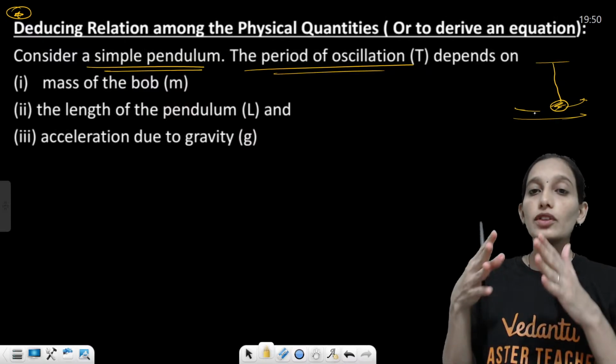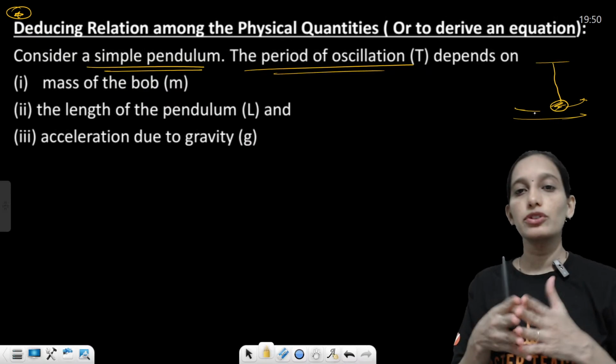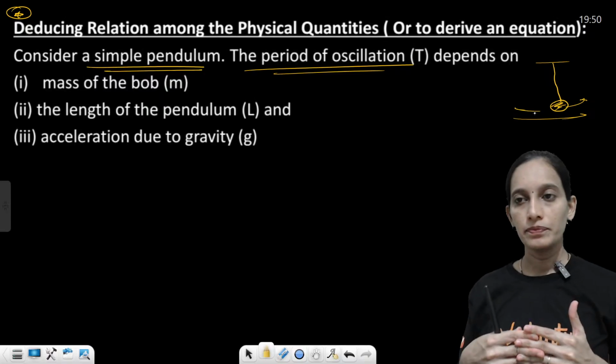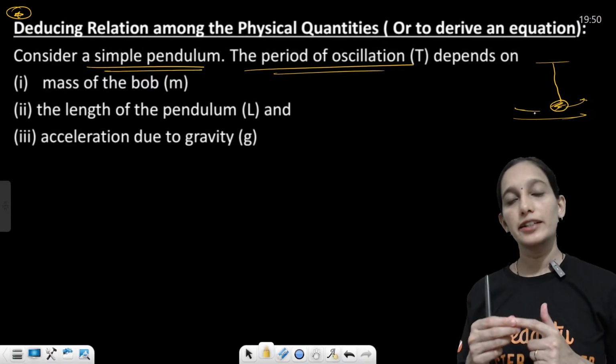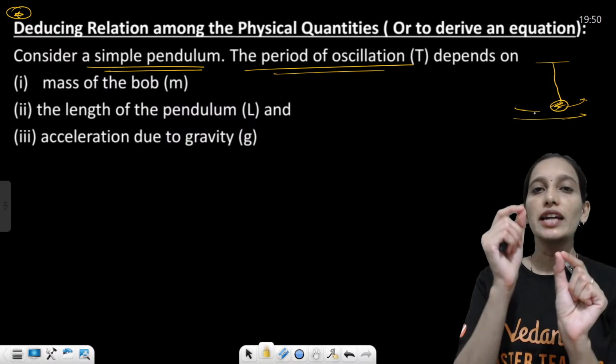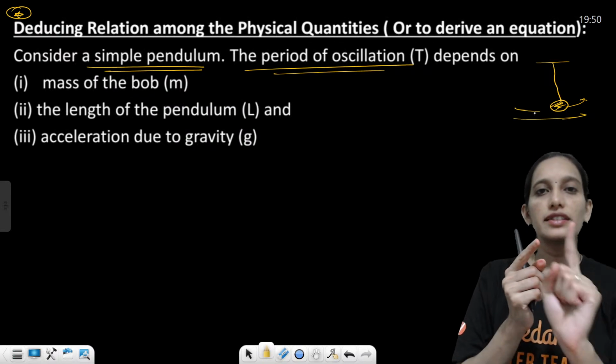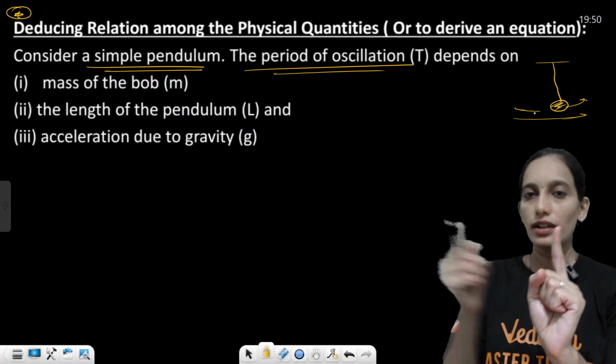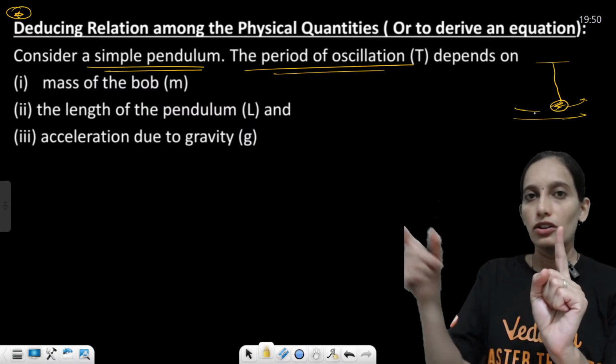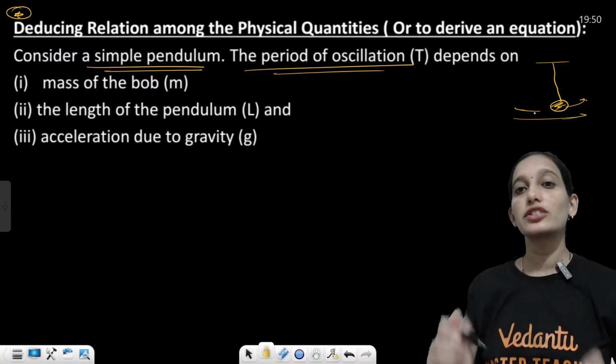Now we have to derive an expression for its time period. Time period means the time taken by the pendulum to complete its one motion. Like it starts from here, it goes here, comes back. What is the time taken? Time for one oscillation, that is your time period.